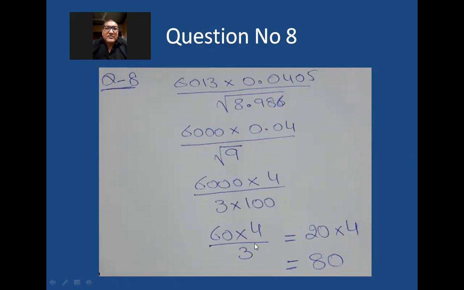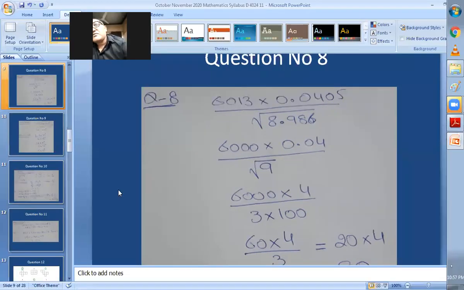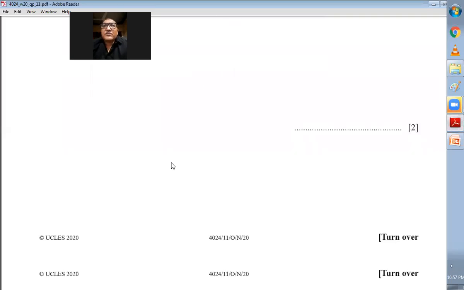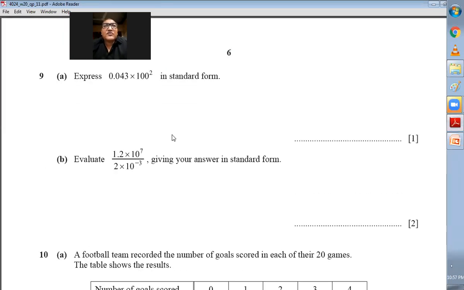So now I have 60 multiplied by 4 divided by 3. So 3 twenties are 60. So now I have 20 multiplied by 4, and that will be 80. So the answer is 80. So our estimate is that the answer will be 80. Hopefully you have understood this. This was question number 8, and let's move to the next part.